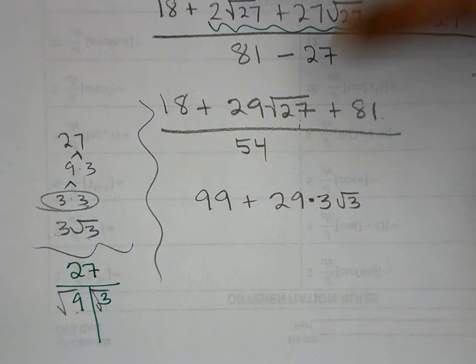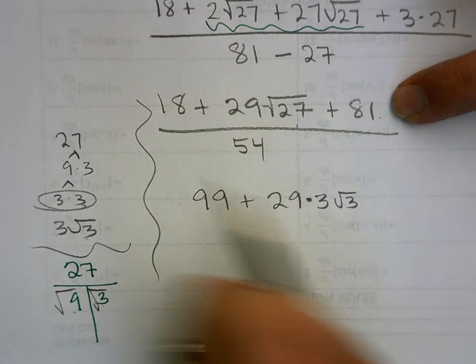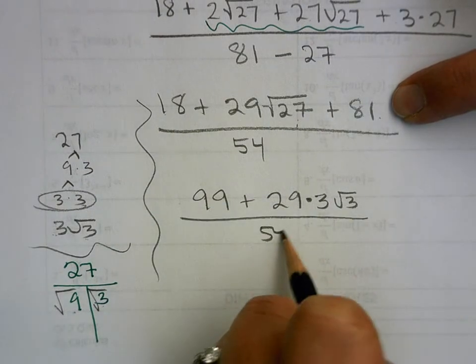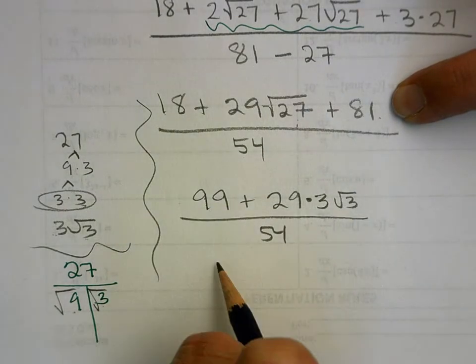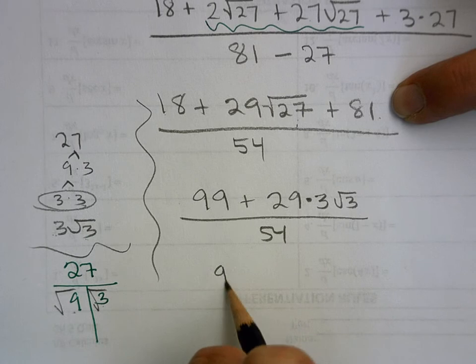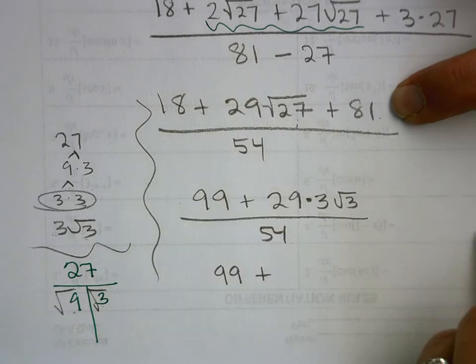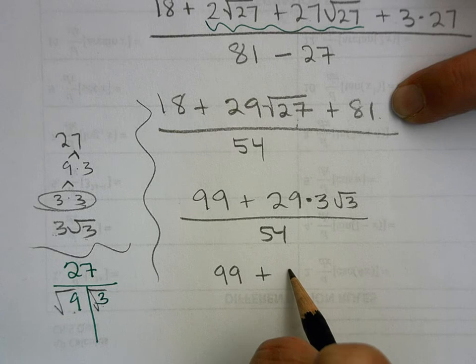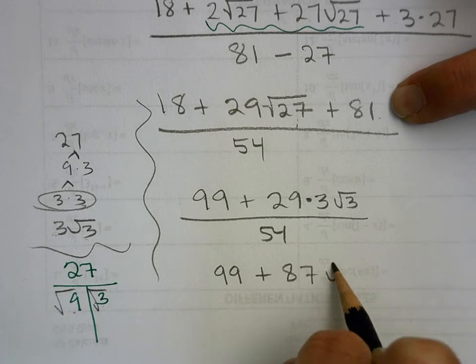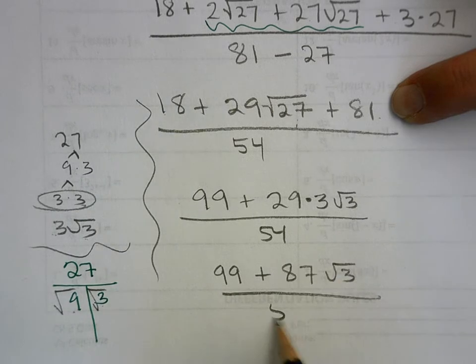Put that little dot there. And then I added together those two, and then all over 54. And so then now I'm going to multiply together, so that gives me 99. And what is that? 87, and then root 3 over 54. Okay.